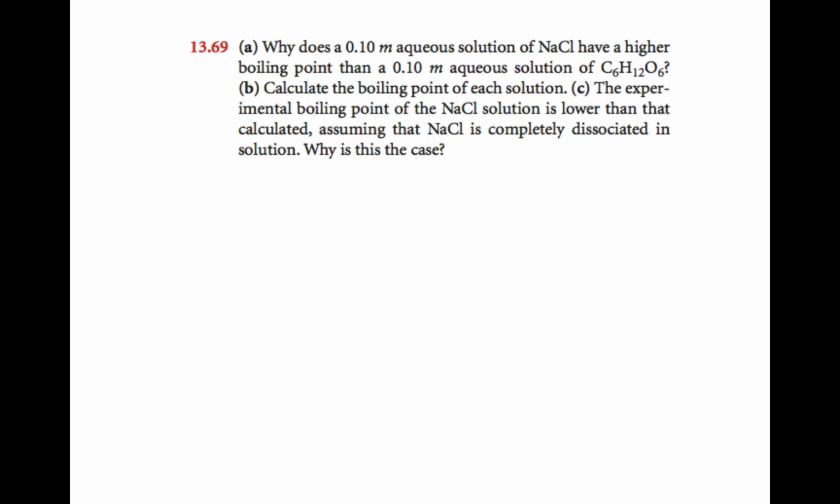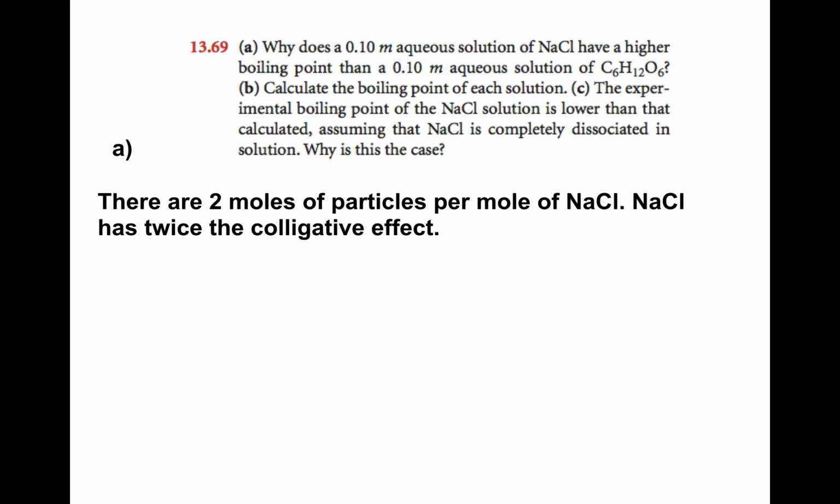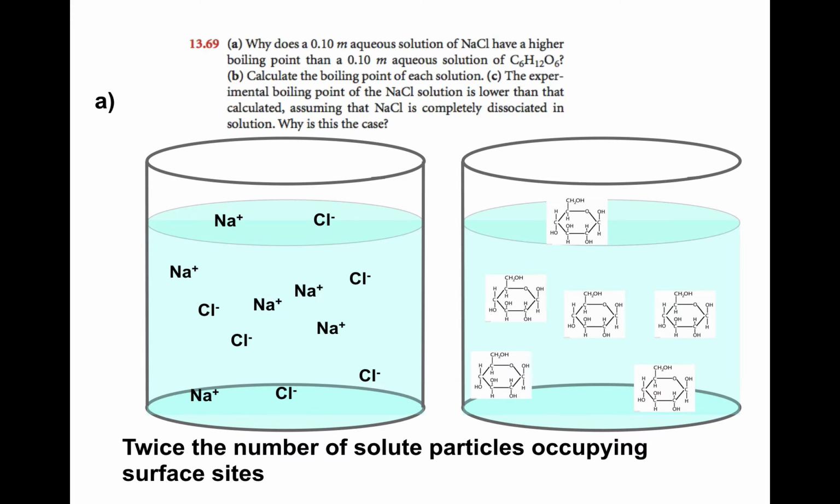Why does a 0.1 molal aqueous solution of sodium chloride have a higher boiling point than a 0.1 molal aqueous solution of sugar? It's about particles. 2 moles of particles per mole of sodium chloride, so you're getting twice the colligative effect. So it doesn't matter what kind of particle it is, it just matters how many particles you put in. So if I have a 0.1 molal solution of sodium chloride, actually I have a 0.2 molal solution of particles. So twice the number of particles occupying surface sites, less vapor pressure, harder to boil.